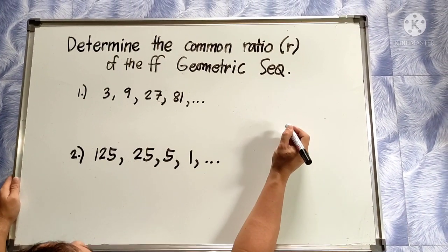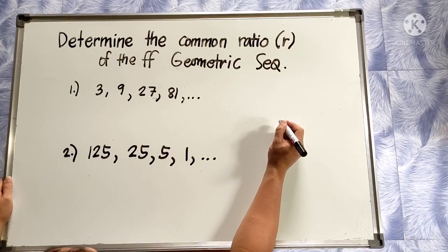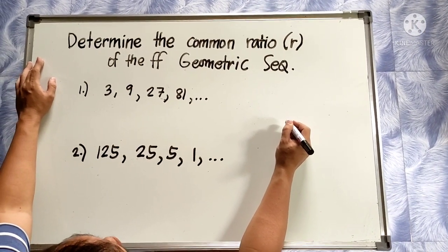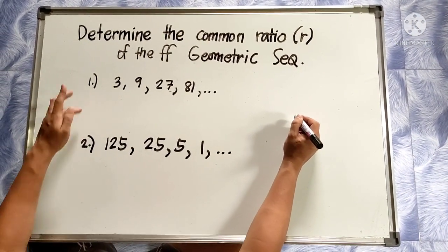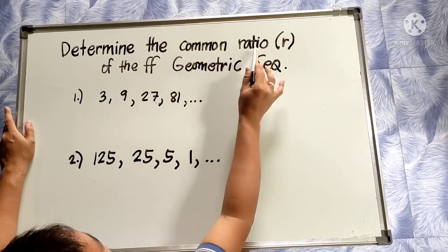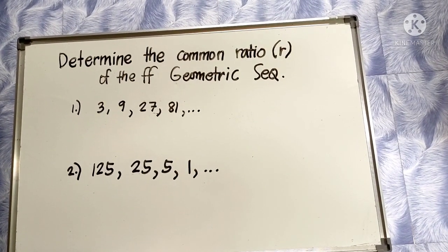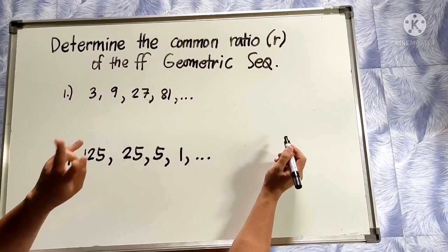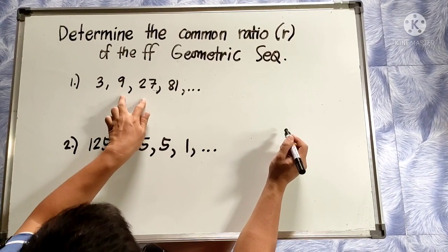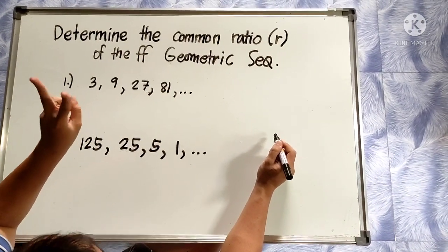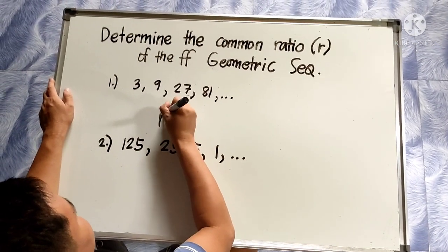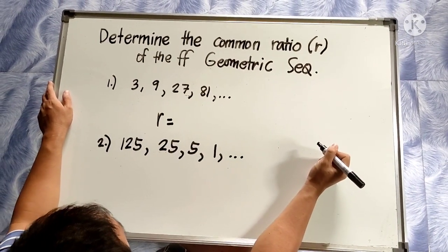To strengthen your understanding on common ratio, let's have this task. Determine the common ratio r of the following geometric sequences. So it's already given that these two sequences are geometric sequences. And our major task is to find the common ratio. To find the common ratio, you can choose any two consecutive terms of the sequence. So you can have this two, you can have this two, or you can have this two. Any two consecutive. So to solve for the common ratio, r is equal to, choose any two.